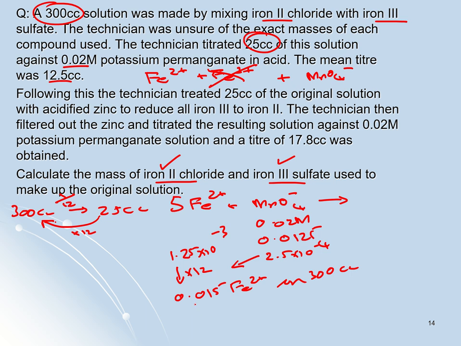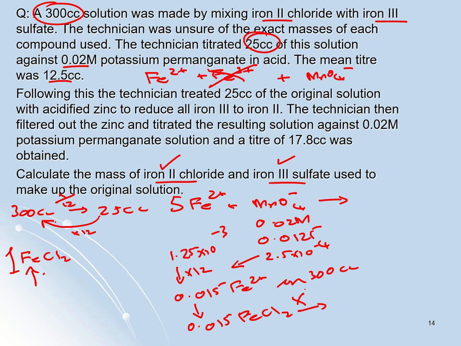Okay, I can therefore just check how many moles of iron 2 chloride I would have. Well, 1 mole of iron 2 chloride contains 1 mole of iron 2 ions. So if I've got my moles of iron 2 ions, which I have, I've therefore got my moles of iron 2 chloride.